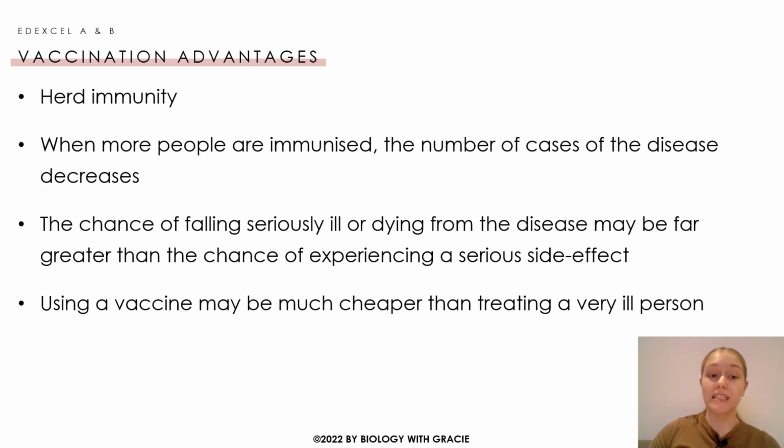Also, another advantage is that using a vaccine is usually much cheaper than treating a very ill person. One vaccine for one person, or two or three, depending on the disease, is much cheaper. They can be produced at a high rate, whereas if you're treating a very ill person, you may have to use a number of different therapies, which can get very expensive. There may not be the right therapy out there, which results in the need for research and more resourcing. So that's why basically vaccines are usually cheaper than treating an ill person.